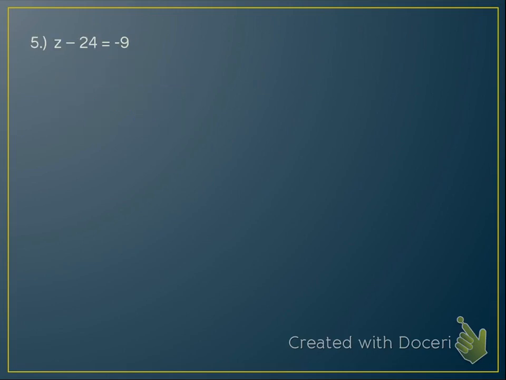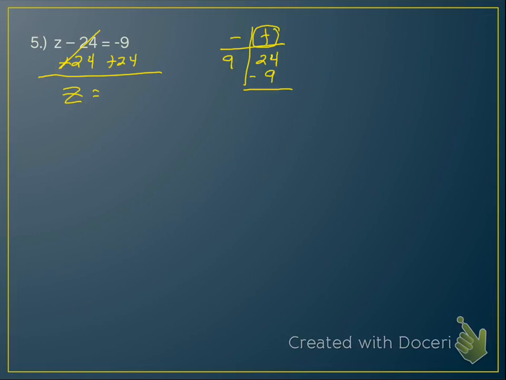One more situation. Z minus 24 is equal to negative 9. So instead of subtracting 24, I'm going to add 24 to both sides of the equation. This leaves me with just Z on the left side, and then I have a negative 9 and a positive 24. Negative 9, positive 24. The positive team is going to win, and then we need to see by how many points they're going to win. So 24 minus 9 would be 15. So Z would equal 15.